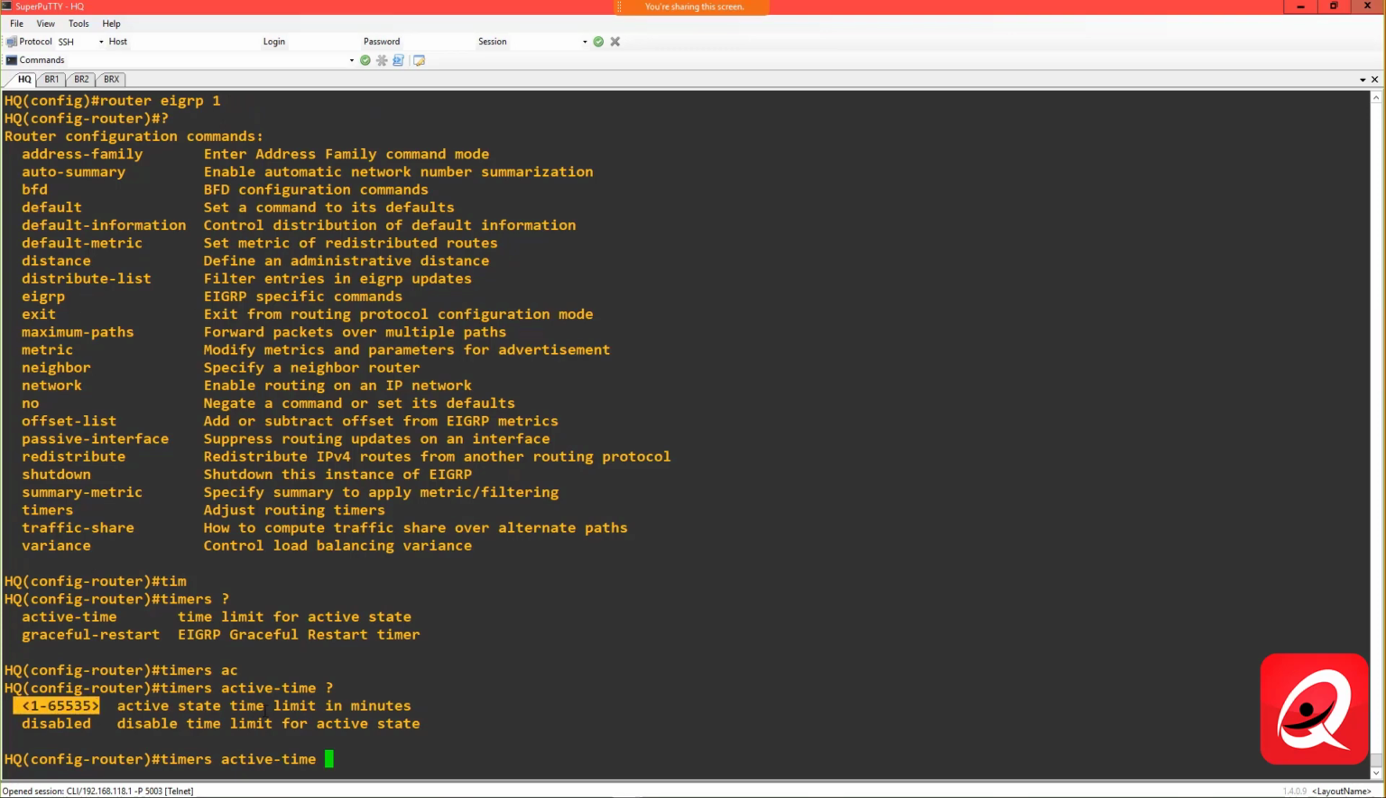I can set the time limit in minutes, but one is definitely not the default. It's the minimum. From everything that I've taught in the past and everything I've seen in the past, it's been 3 minutes. Of course, it could be version specific, but in any event, we don't reset the adjacency anymore.